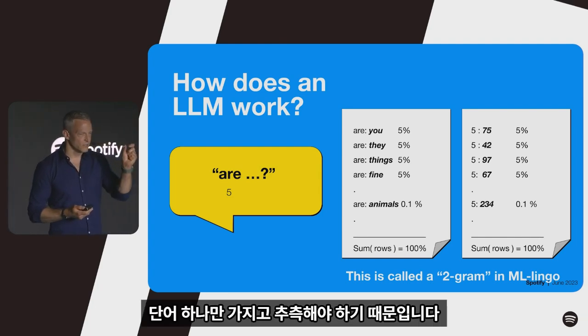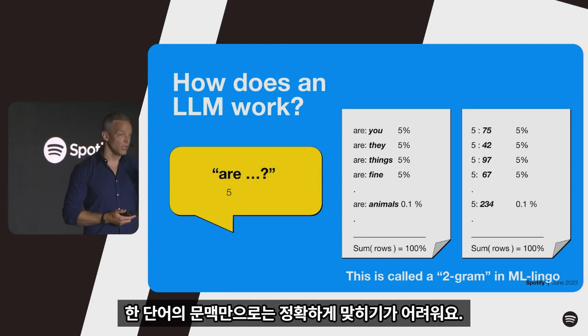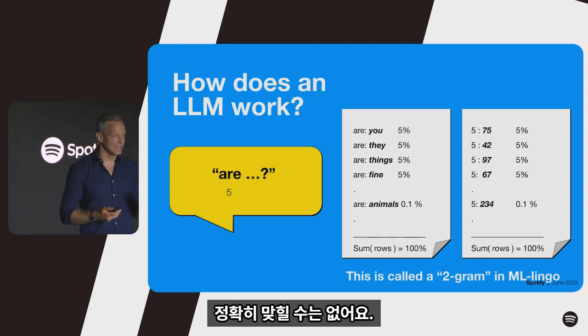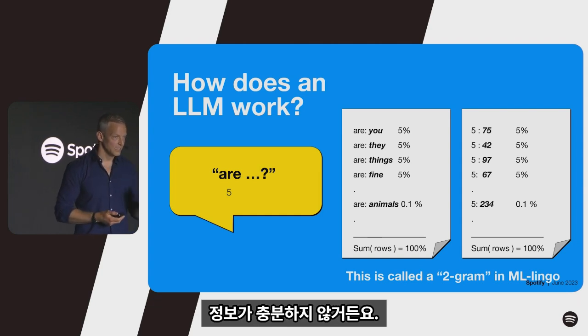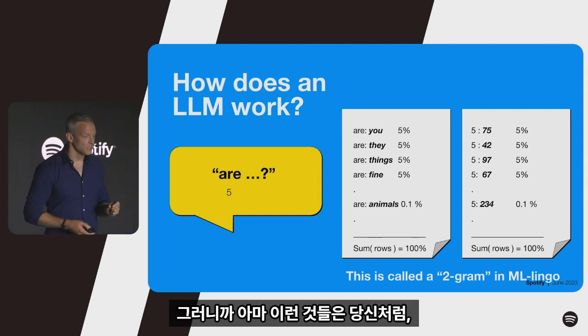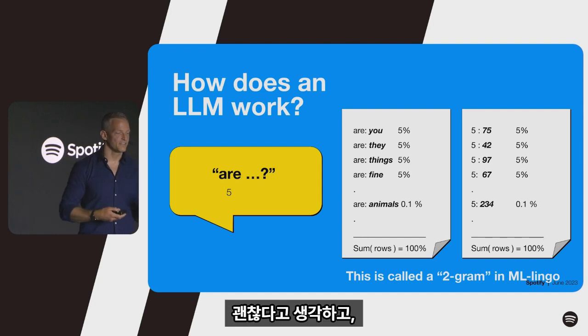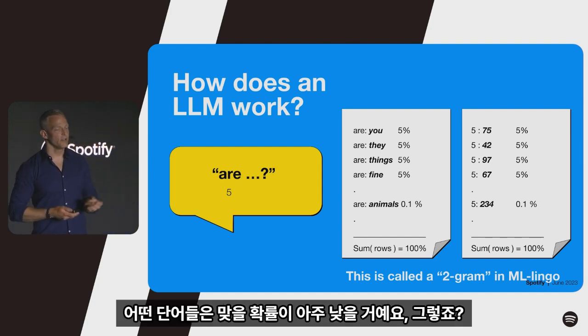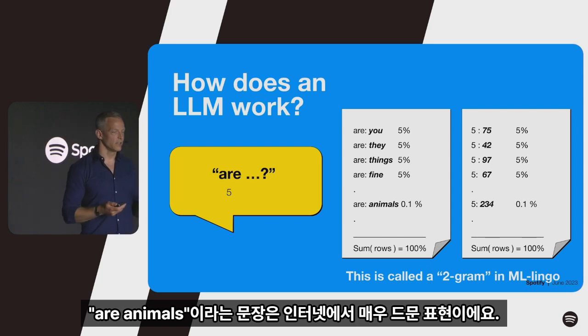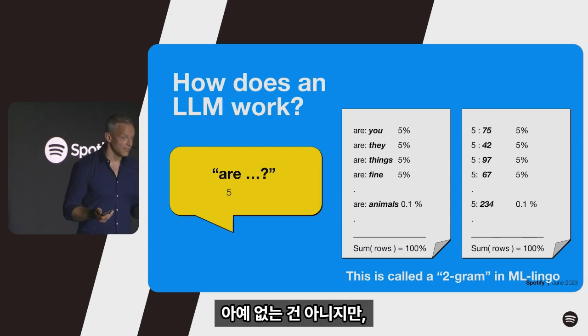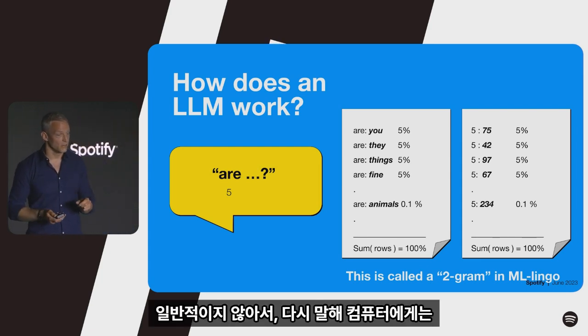Because you only have one word to guess from, one word of context, it's going to be hard to guess correctly. You literally can't guess correctly. You don't have enough information. But you can do a good guess. So maybe these things like you, they, things, fine, have the same percentages. But you're going to have words that have a very low chance of being right. Are animals is a very uncommon sentence on the internet, most likely. It happens, it's just uncommon.